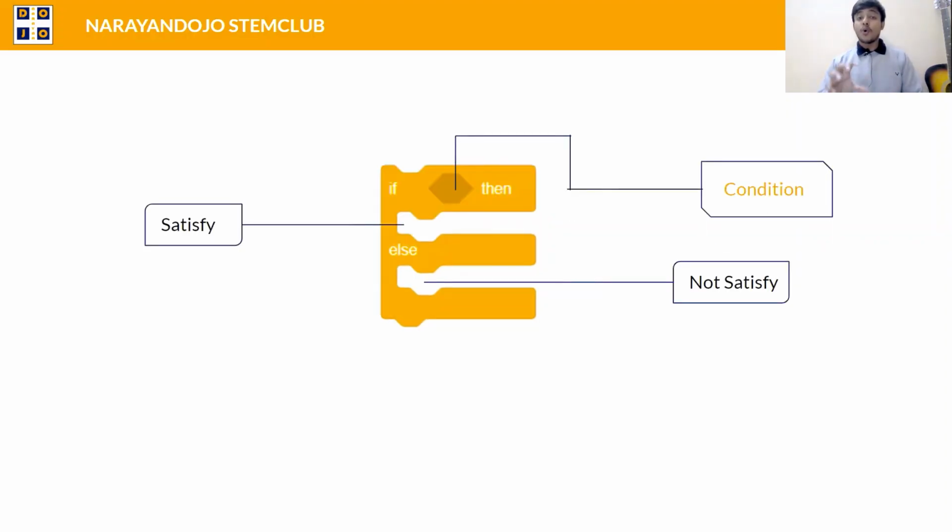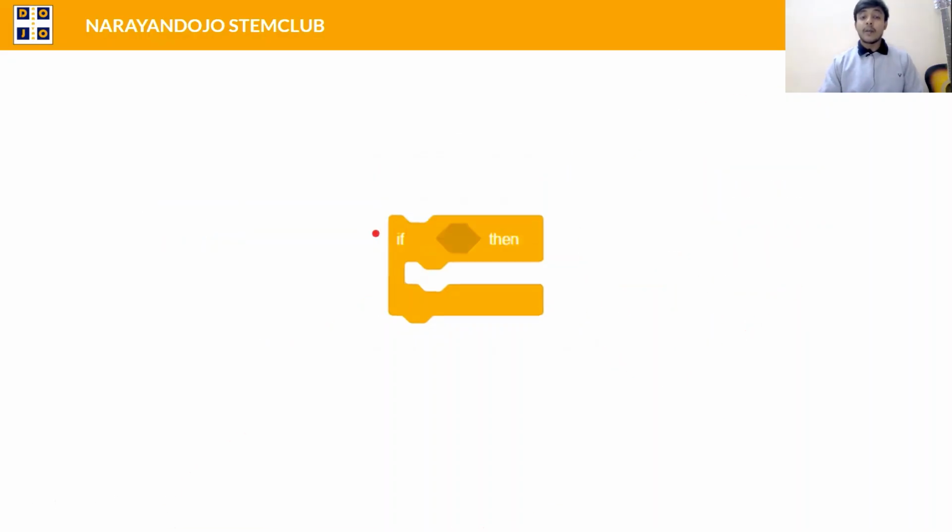If you already know what should happen when the condition is not satisfied, then use this if then else. But if you don't know what should happen when the condition is not satisfied, then use this if then block.